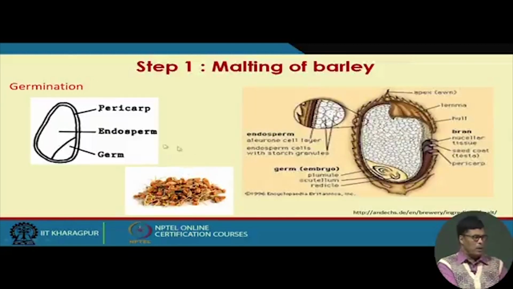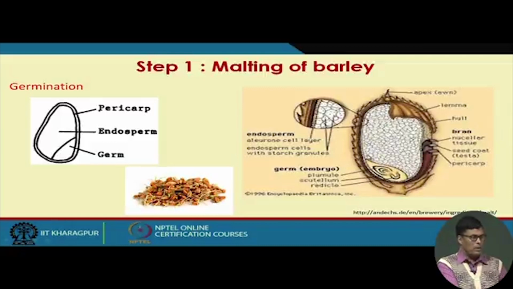Now this is how the barley grain looks. You can see that we have the pericarp, then the endosperm, and the germ. Actually, here the germination takes place. You can see that in this germination, acrospire formation is there.